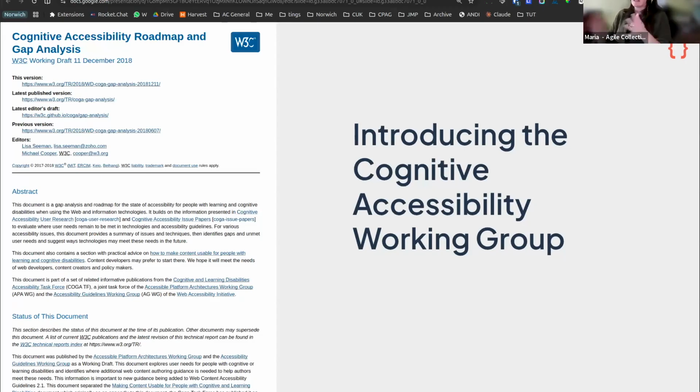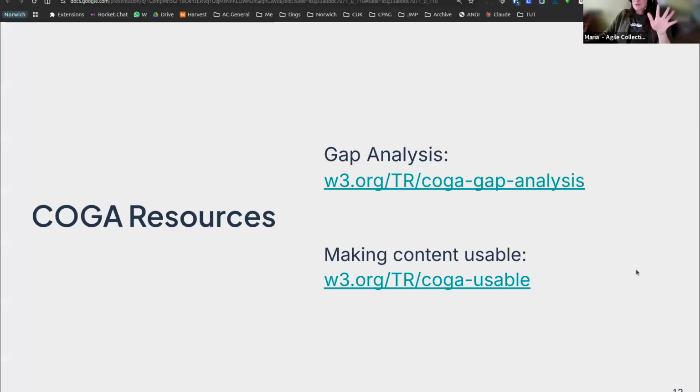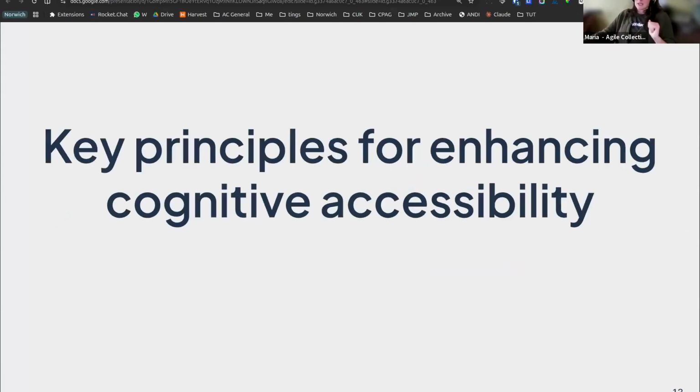Hopefully we'll get on. But yeah, there are a couple of resources here, which you can find. The links are there. We'll share this later. Maybe someone could pull the links into the chat. But there's this gap analysis, and then there's this set of guidelines called Making Content Usable. And we're going to be looking more into that in the next bit of the talk. I recommend them. Okay. Take a breath.